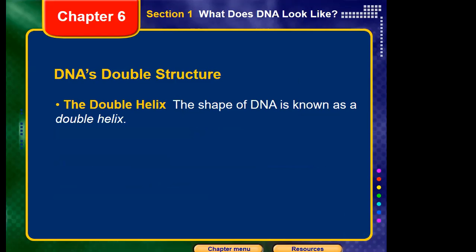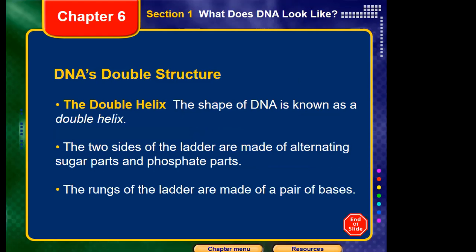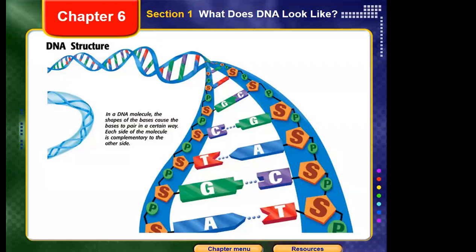So here we said that in the double helix model, the DNA is made of two strands, two sides, like the two ropes of the ladder. These two sides represent the sugar and the phosphate, while the rungs in the middle represent the base pairs. So that's how it looks, guys.